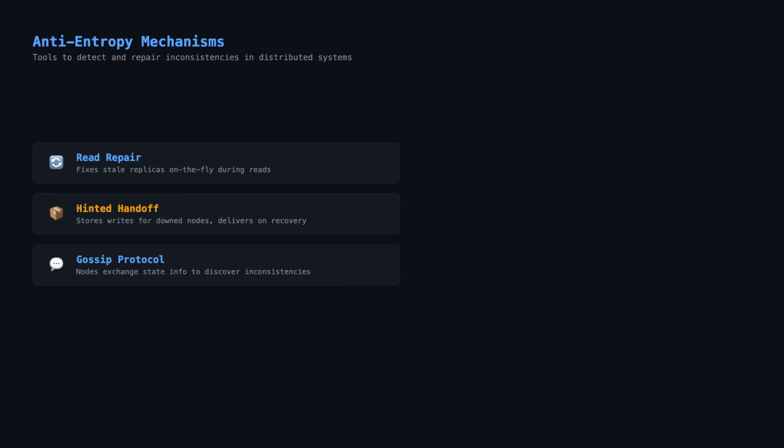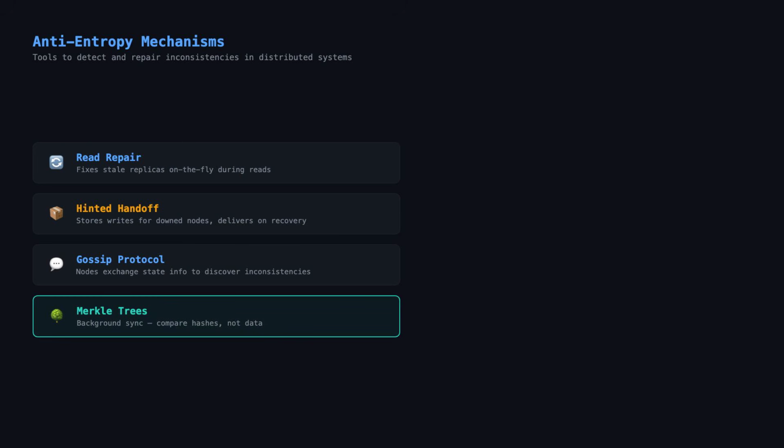Gossip protocols let nodes exchange state information to discover inconsistencies. Merkle trees fit into this as the background synchronization layer. Periodically, nodes compare their Merkle trees to find diverged keys without transferring actual data. It's a lightweight consistency check because you're just comparing the hashes and not shipping entire key value pairs across the network.